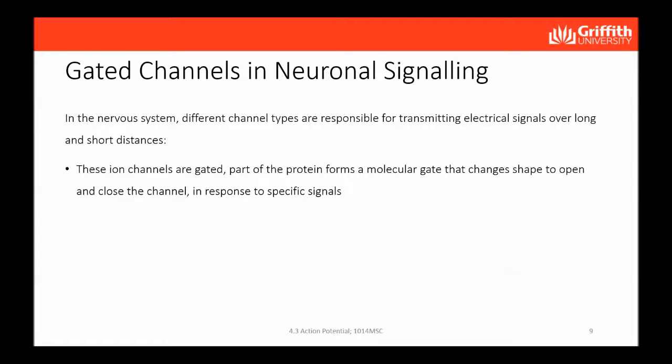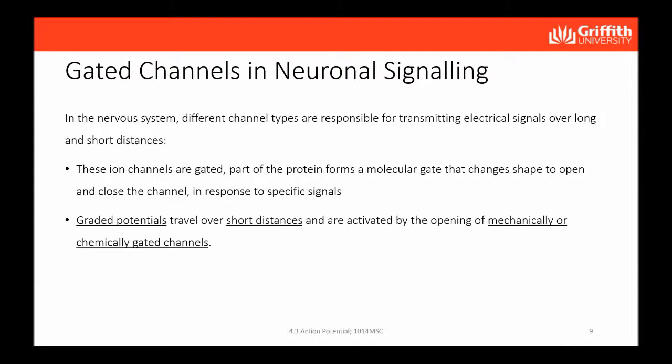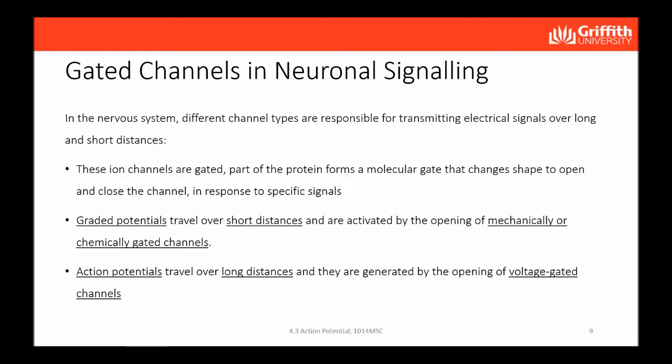In the nervous system, different channels are responsible for transmitting electrical signals over long and short distances. Some of these ion channels are gated, meaning part of the protein forms a molecular gate that changes shape to open and close the channel in response to specific signals. The graded potentials mentioned a moment ago travel shorter distances and are activated by the opening of mechanically or chemically gated ion channels, whereas action potentials are generated by the opening of voltage-gated ion channels.